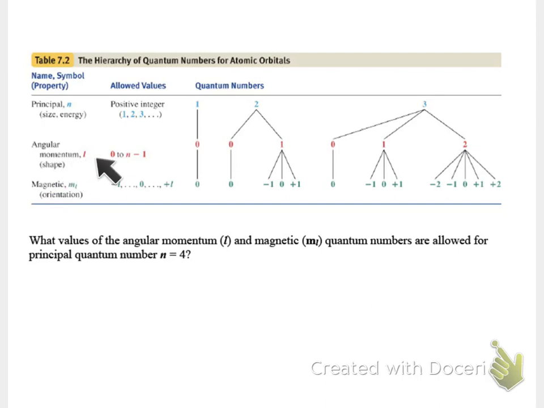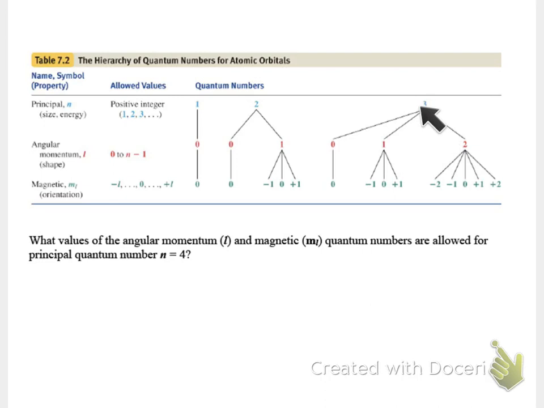Angular momentum L goes from 0 up to n minus 1. So if n equals 1, L goes from 0 to 0, which means it has to be 0. The important thing is there's one possible value for it. That's what we really care about. If n equals 2, then L can go from 0 up to 1, which means there are 2 sublevels in the second energy level.